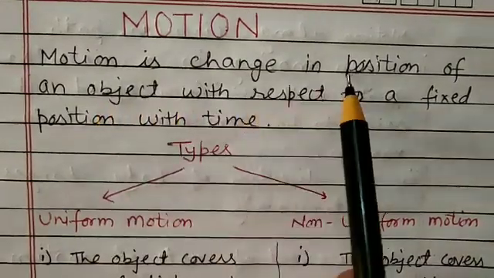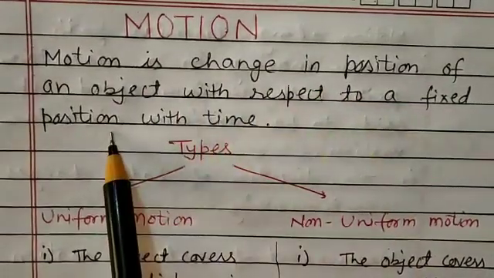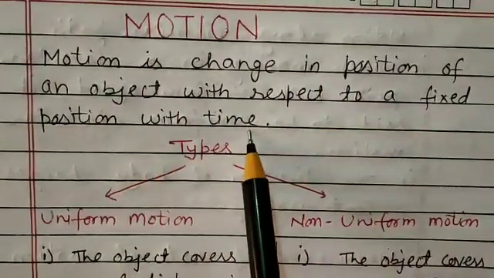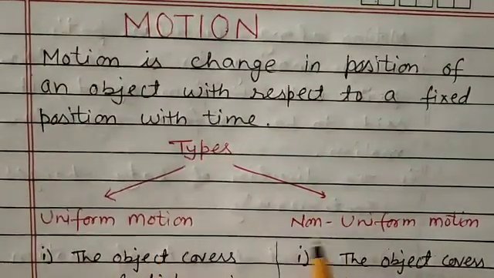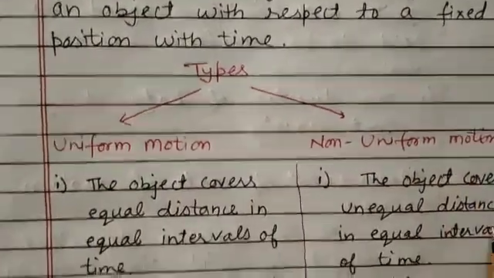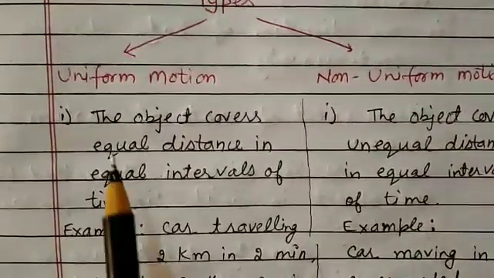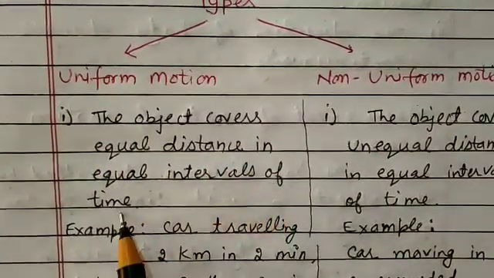Motion is the change in the position of an object with respect to a fixed position with time. And we have two types of motion, uniform motion and non-uniform motion. In uniform motion, the object covers equal distance in equal intervals of time.